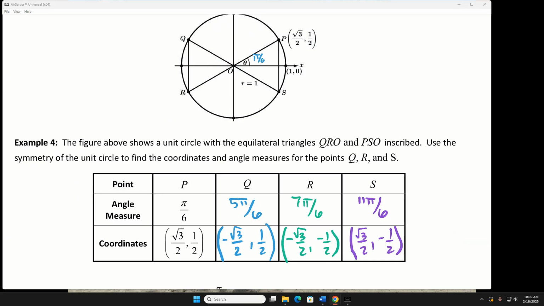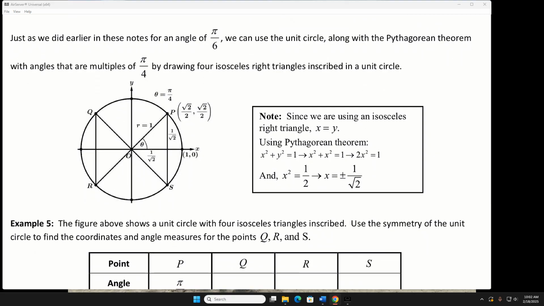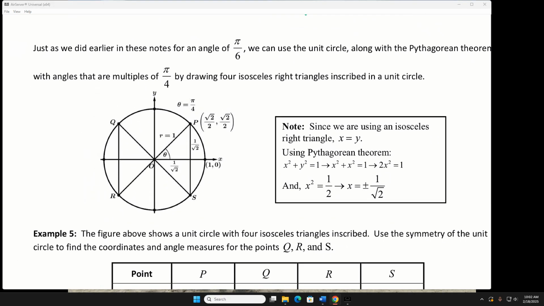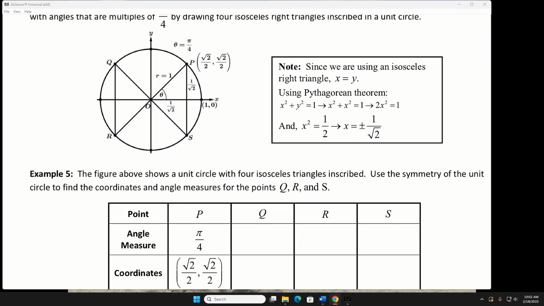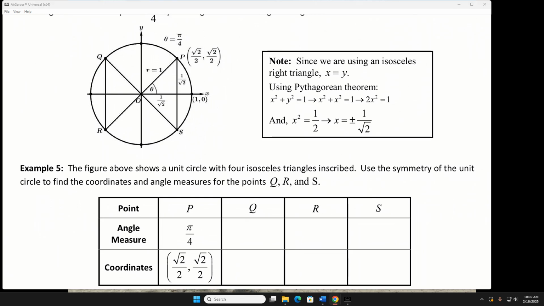So we're going to do that same thing with the pi over 4 angles in the next table. All right, so we have some work that shows how they figured out that when this is a pi over 4 angle, your coordinates are square root of 2 over 2 and square root of 2 over 2. So we're going to apply that to the other quadrants.